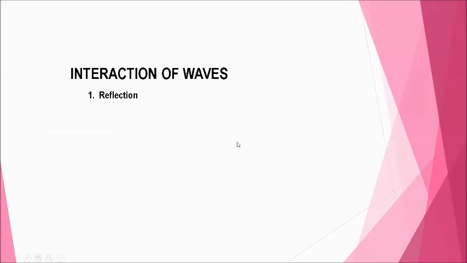So, what are the interactions of waves? We have reflection, refraction, diffraction, and then interference. Now let's take a look at them one by one.